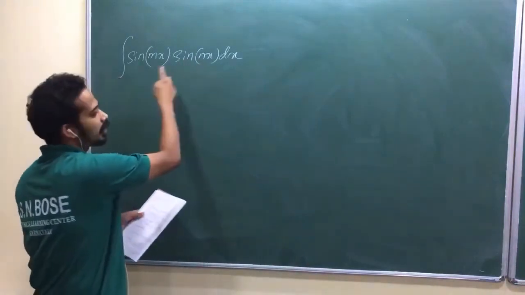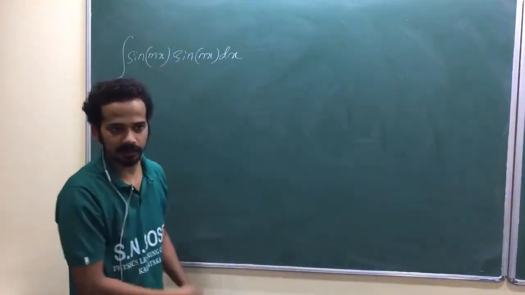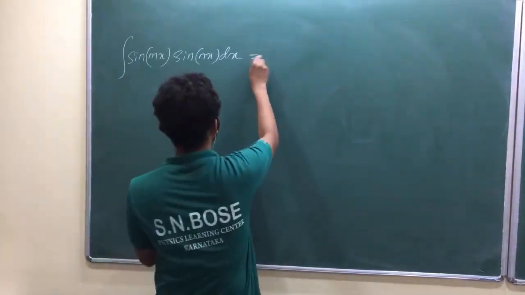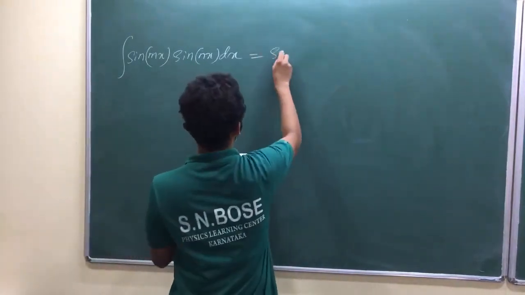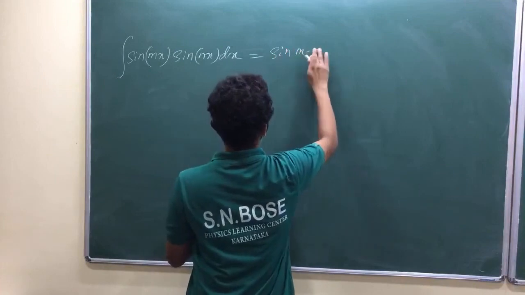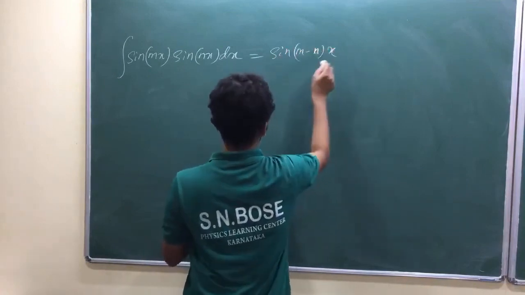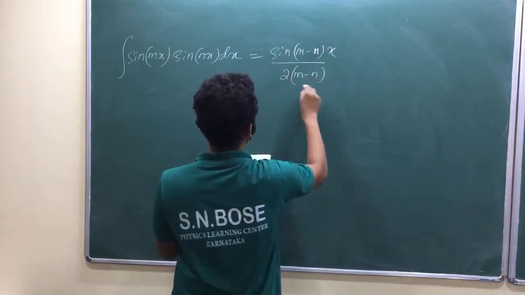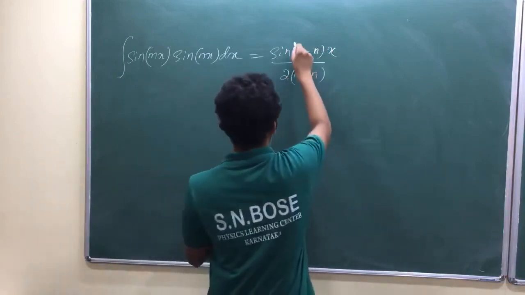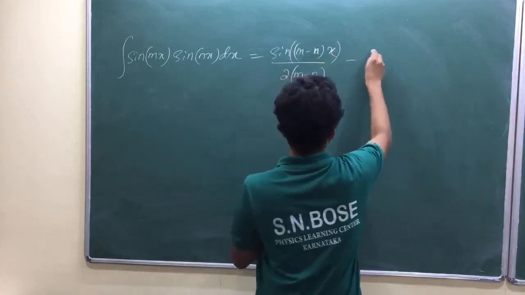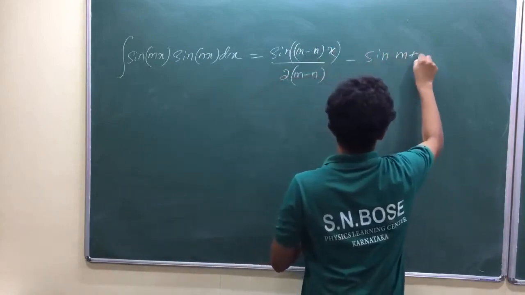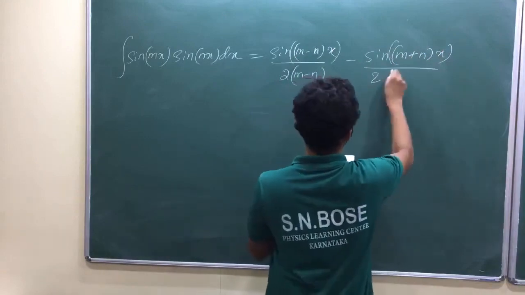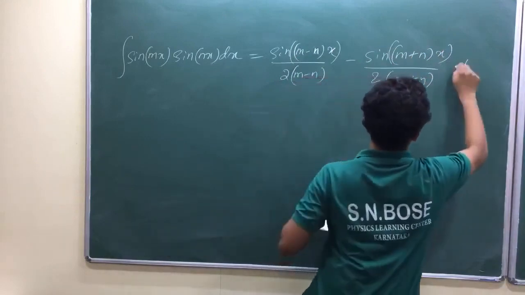Again, m and n are usually integers. It happens to be integers in our quantum mechanics. Again, we have this kind of integral, so that is equal to sine (m minus n)x whole divided by 2(m minus n), minus sine (m plus n)x whole divided by 2 times (m plus n), plus c.